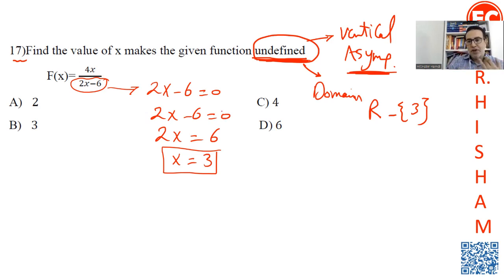You can ask about the vertical asymptote. You can ask about the undefined value. You can ask about the domain. And the domain here is R minus 3, and the value that makes this function undefined is 3.